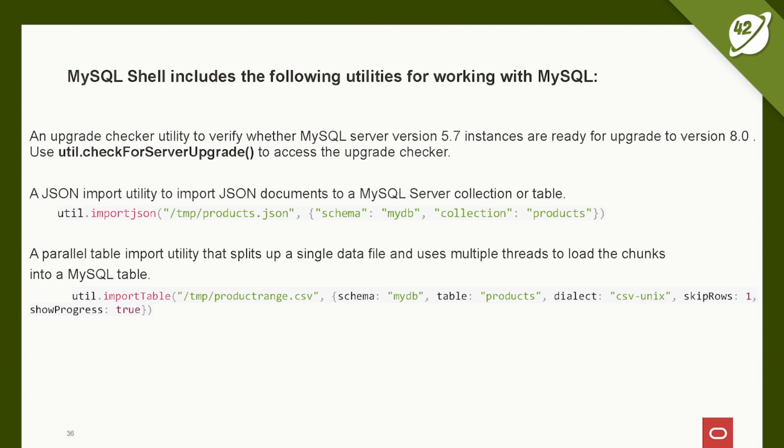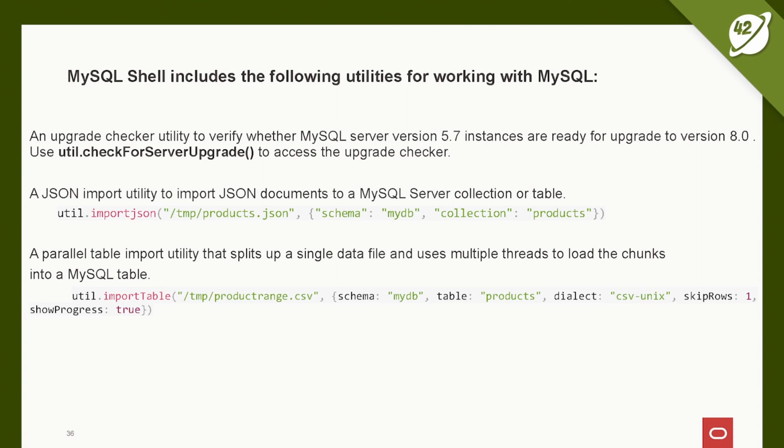Now, the shell by default also has some utilities for those of you who deal with a lot of data. One very important one is import JSON. So if you have a lot of JSON, it's very easy to use. You say util.importJSON, the name of the file, what schema or database you're loading into, and what you want to call the collection. This works with the latest version of the shell.